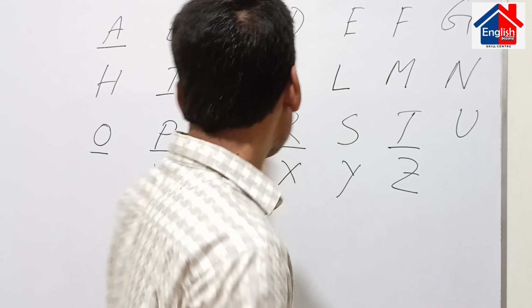This is not A. This is A. Repeat after me. A. Able. A. Next one is B. B. C. D. E. F. F. Then G.